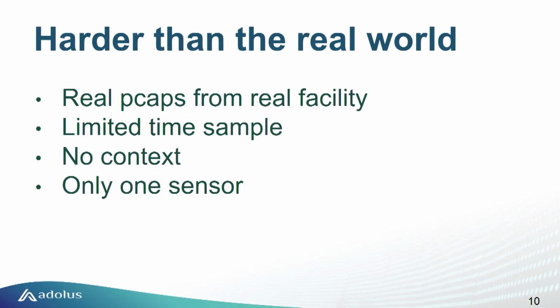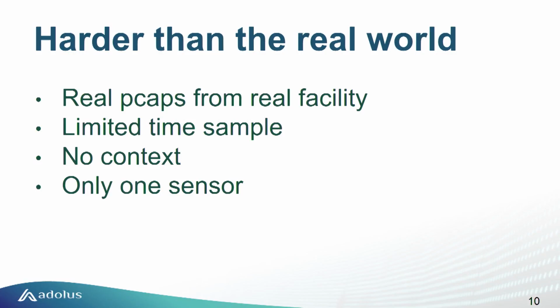I want to mention that this is harder than the real world. These are real PCAPs from real facilities, but it is a very limited time sample. They don't get to sit there for days; they got an hour of PCAPs, so perhaps they would have had a lot more data after 24 hours. The other thing that makes it hard is we don't give them any context. We tell them what we're going to tell you, and that's it. And lastly, this is 15 samples from 15 different locations, but in effect it looks to them like one sensor, so they don't have any location attributes they can assign. That makes it hard. So this is harder than the real world.